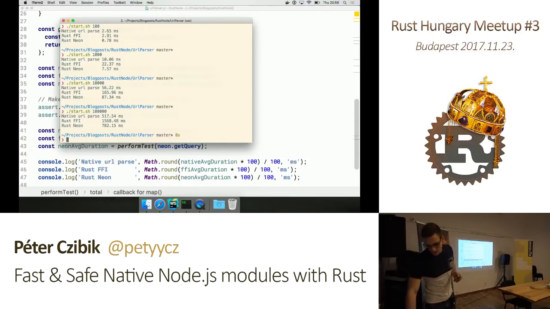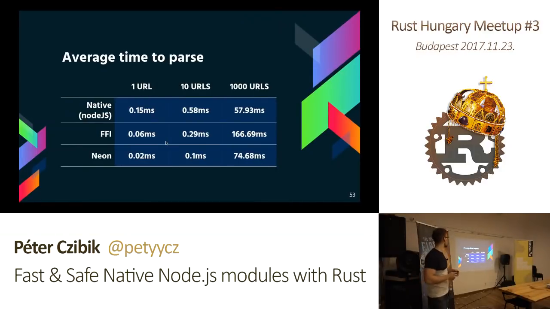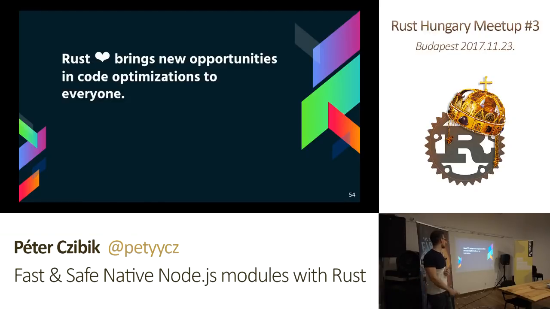So what I wanted to say about all these things: here's the average time it took us to parse. As we went up, V8 actually won, but it was just a demonstration of things that we can do. There are other ways to optimize this. What I wanted to say is that Rust brings new opportunities. It opens new windows that we can use to optimize our existing code bases, and it allows anyone to leverage these new opportunities.